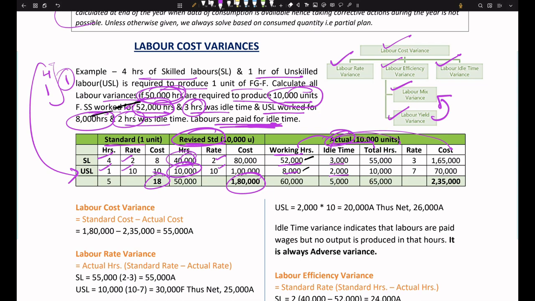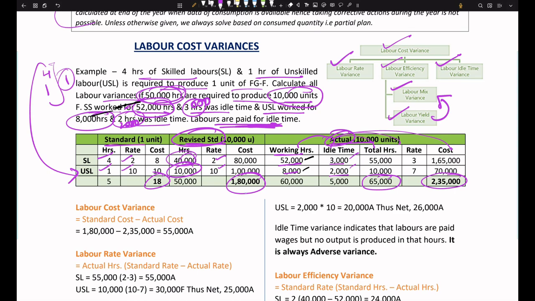So they have just taken it in that form, 3 hours into 10,000. No, wait a second, I think they have given it wrongly in the question, they would have written 3,000 and 2,000. So that's why the value is 3,000 and 2,000. It comes to a total of around 65,000 total hours, and the cost comes to 2,35,000.